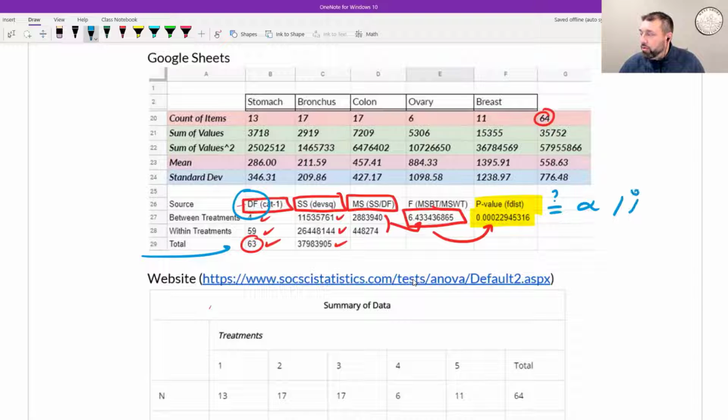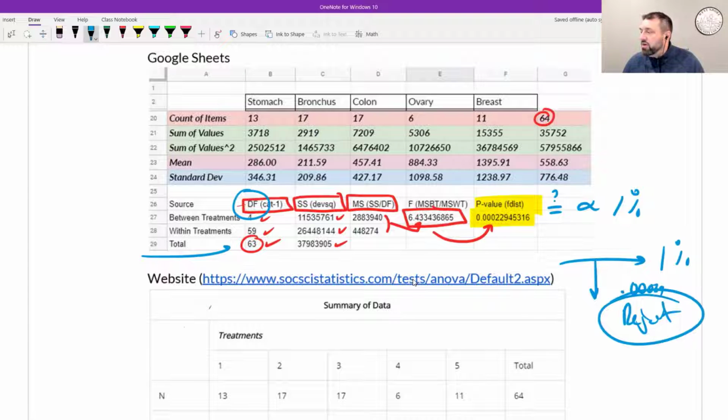And remember, our alpha was 1%. So this value comes in much less than alpha. Our alpha is 1%. We came in at 0.00029. And so that means we get to reject the null hypothesis. That means that the means of these 5 types of cancer, the mean survival days, are not equal. And I know you're saying, well, I could have told you that, but now we have statistical evidence at the 1% threshold that they are not equal.